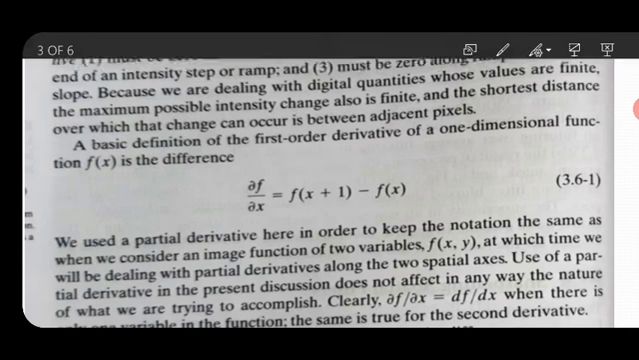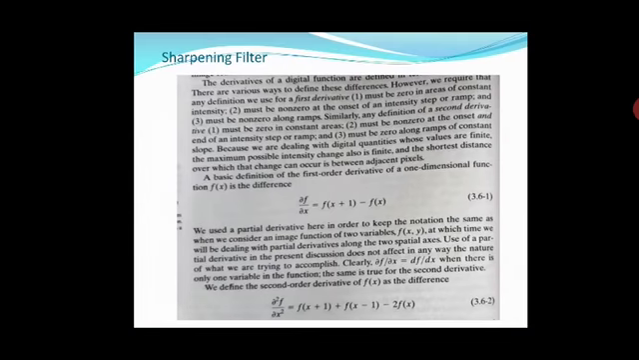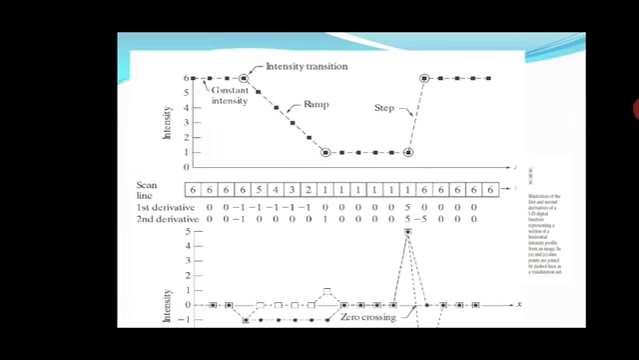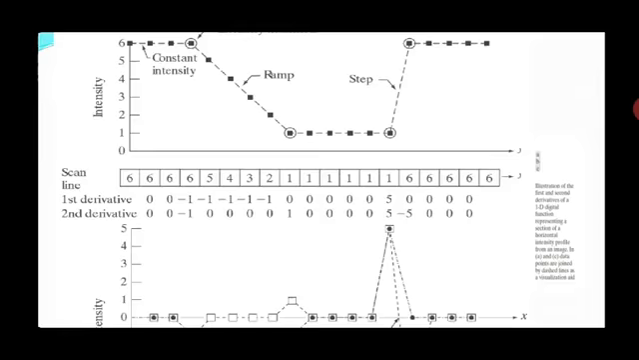Similarly, the second derivative will be ∂²f/∂x². The equation will be f(x+1) plus f(x-1) minus 2f(x). Using this, we'll see one simple example based on which you can understand how the step and the ramp are obtained. I hope it is very clear for you. I'll come to this point.